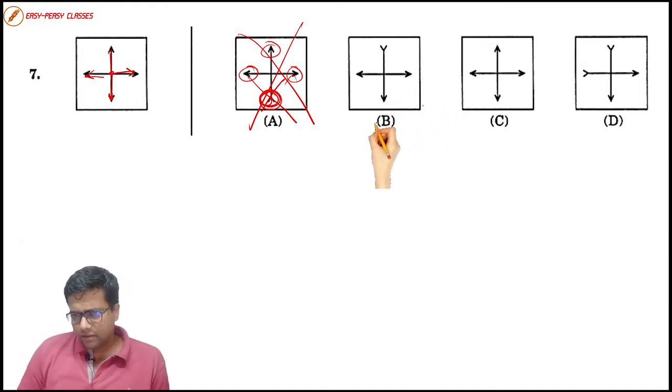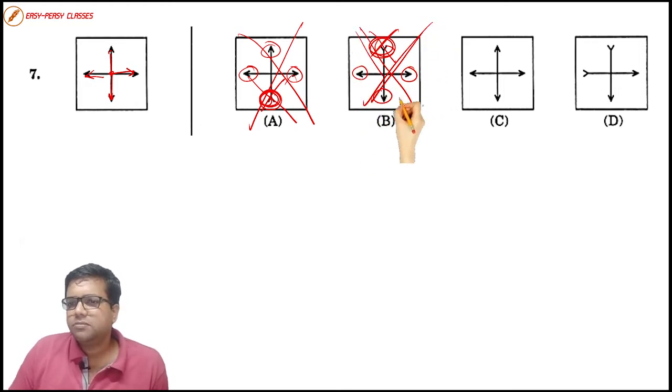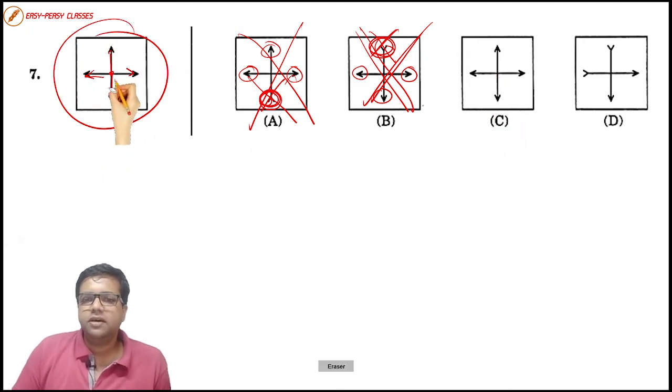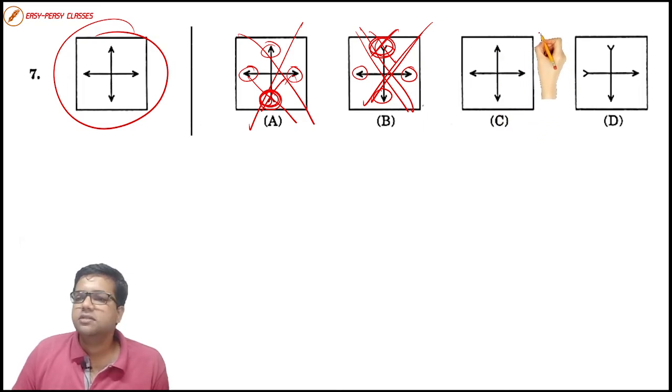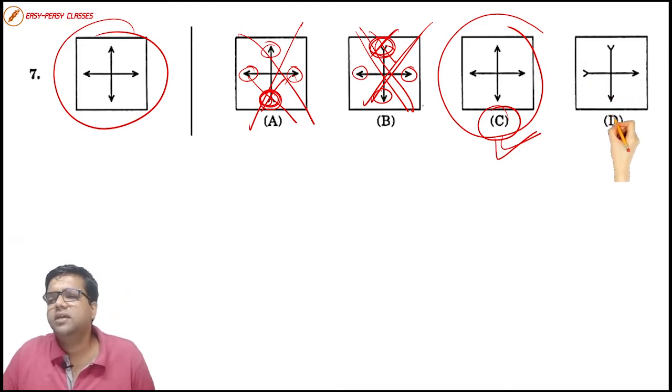Moving further, in option B, we have first arrow, second arrow, third arrow. We don't have the 4th arrow. So we eliminate this option as well. Moving to C, we have 4 arrows moving in 4 different directions, just as given in our question figure. In the question figure, we have 4 arrows moving in 4 different directions, and in the answer figure we have the same. So henceforth, option C is the right answer. We don't have to go for option D.